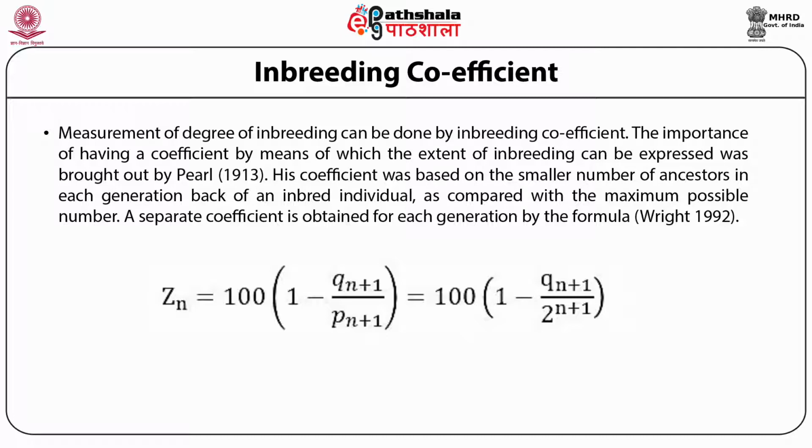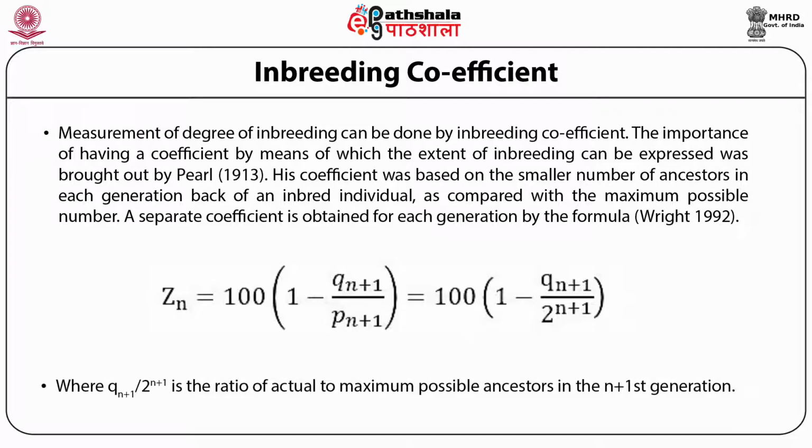= 100 (1 - qn+1 / 2^(n+1)), where qn+1 / 2^(n+1) is the ratio of actual to maximum possible ancestors in the n plus first generation.